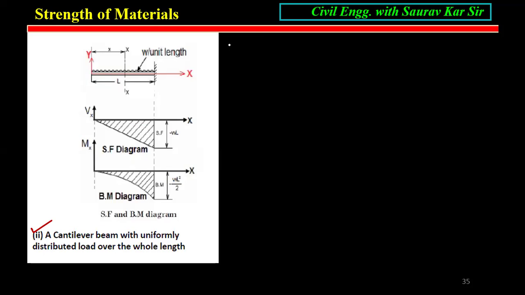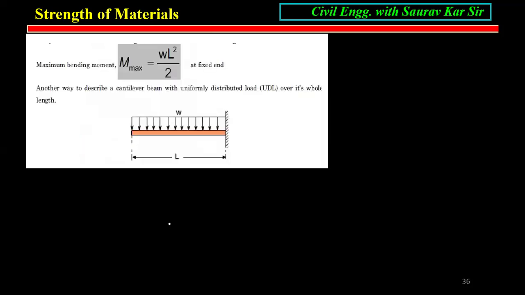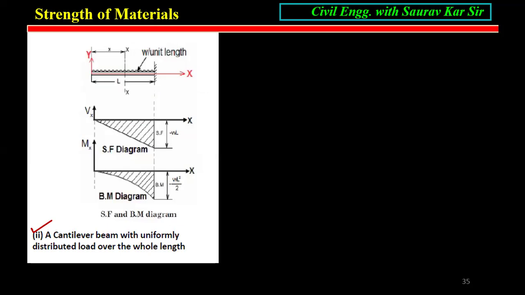UDL. Cantilever with uniformly distributed load, UDL. So whenever UDL is coming, okay, imagine this point end A and B. B is free, okay. So we have UDL load, W per meter. W per meter, okay.